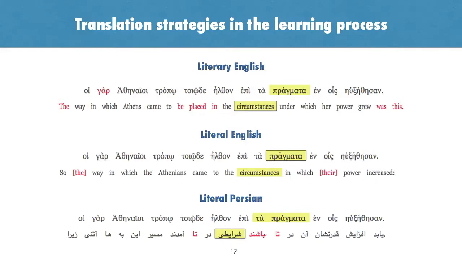Here you see some screenshots of our alignment environment. The first one is the literary English, the good old English one, and the second one is the literal English. So we try to translate the Greek text word for word so that the students and the user can understand which word is equivalent to which word in Greek, and as they click over this word, they see the exact meaning in English, or in the third example, they will see it in Persian.